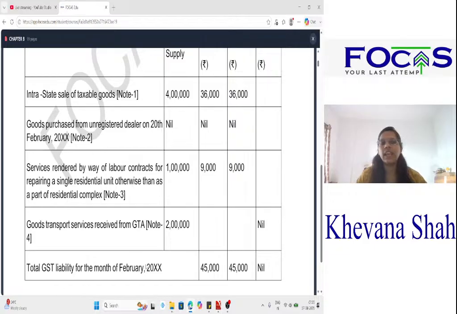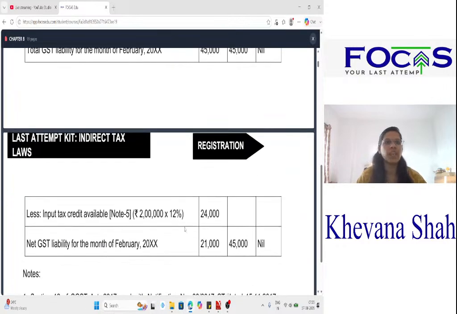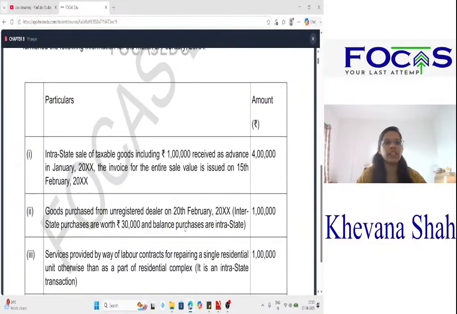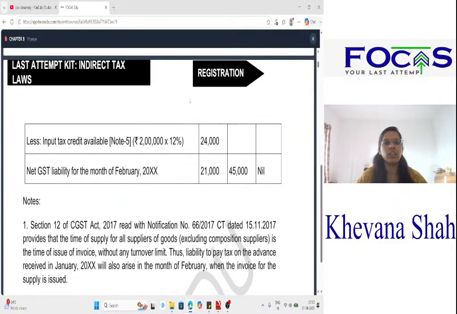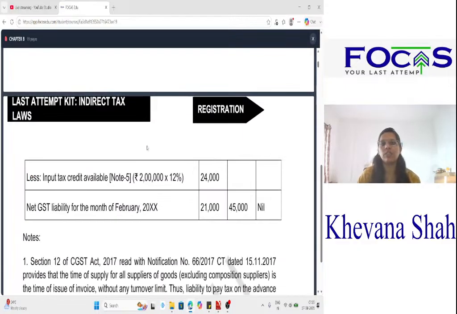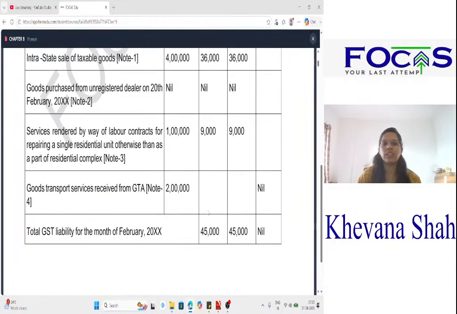So our total GST liability for the month of February comes to 45,000 CGST and SGST each. Now let's check for any input tax credit that we will be allowed. Yes, we will be allowed this ITC on this GTA services. So 2 lakh rupees and 12% is the rate which is given. Since they are paying under FCM at 12% rate, we will be allowed 24,000 GST. So the net GST liability for the month of February would be 21,000 CGST and 45,000 SGST.